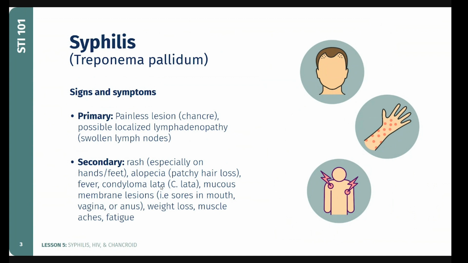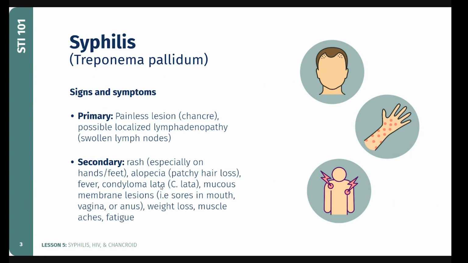When a person progresses to secondary, the symptoms will become more diffuse throughout the body. You might see a generalized rash. Rashes on the hands and/or feet are a big indicator of syphilis. Pretty much the only things that cause rashes on the hands and feet are contact dermatitis, hand, foot, and mouth disease, and syphilis. Alopecia, or patchy hair loss, is another possible symptom of secondary syphilis.